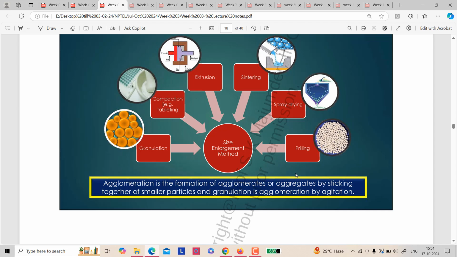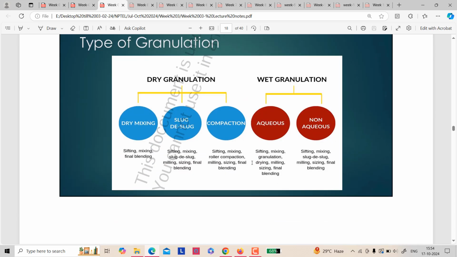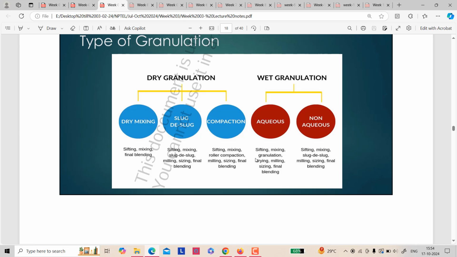These are the size enlargement methods. Just as I have said, size enlargement happens through granulation, compaction, extrusion, sintering, spray drying, and prilling. Now comes the types of granulation. Dry particles will do dry granulation, and wet particles or solid-fluid mixtures of particles will do wet granulation. In wet granulation, aqueous and non-aqueous methods are present, and in dry granulation, dry mixing, slugging, deslugging, and compaction methods are present.